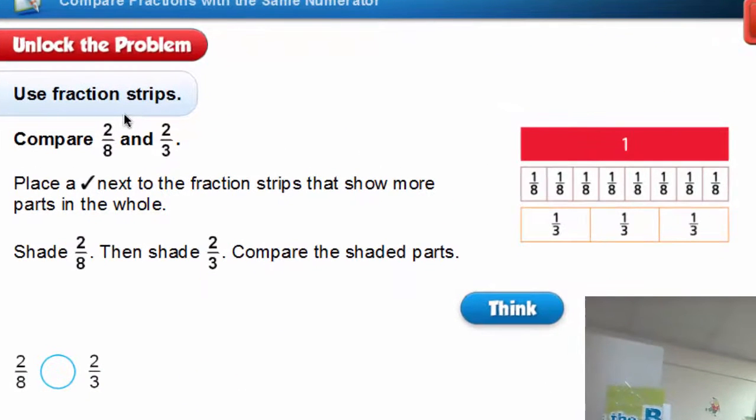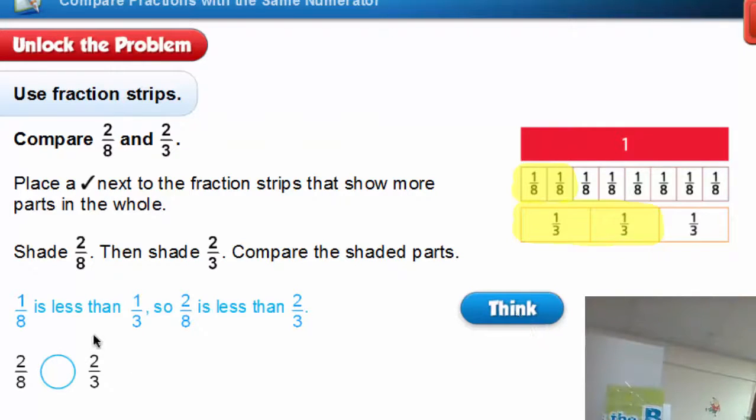Let's compare using fraction strips. 2/8, so let's color in or shade in 2/8. Okay. Now we want 2/3. There we go. And now we need to compare the shaded parts.